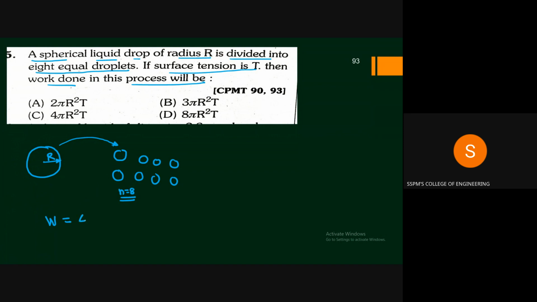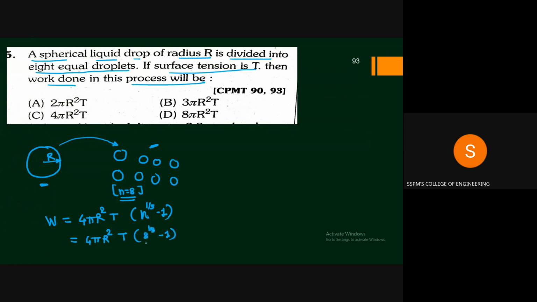So W is equal to 4 pi r square into surface tension T in bracket n raised to 1 by 3 minus 1. This is the work done in the process when we convert the bigger drop into smaller droplets. Here r is the radius of the bigger drop, n is the number of droplets formed after the conversion. As we know n is equal to 8, so we get 4 pi r square, the capital T, n is 8 raised to 1 by 3 minus 1.